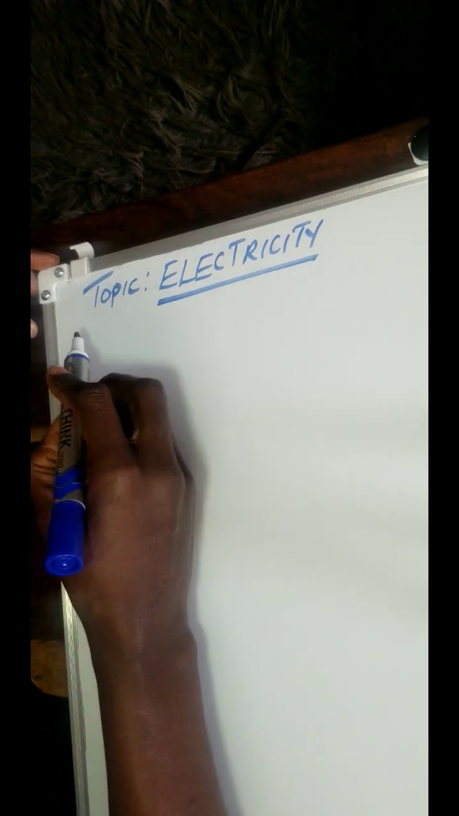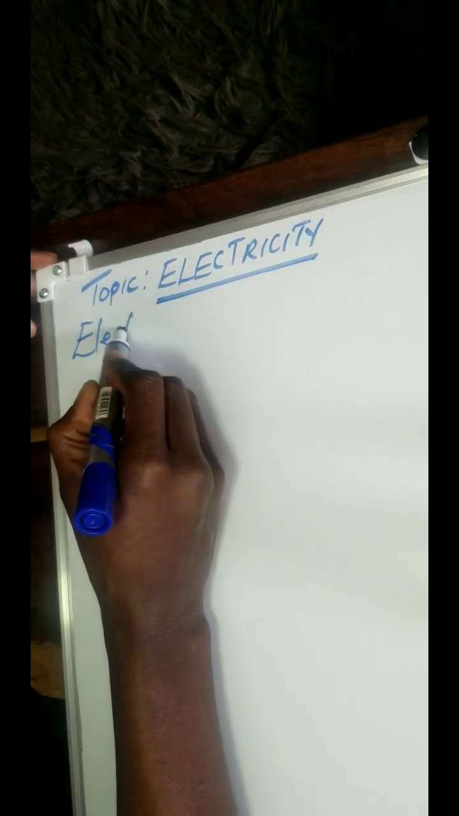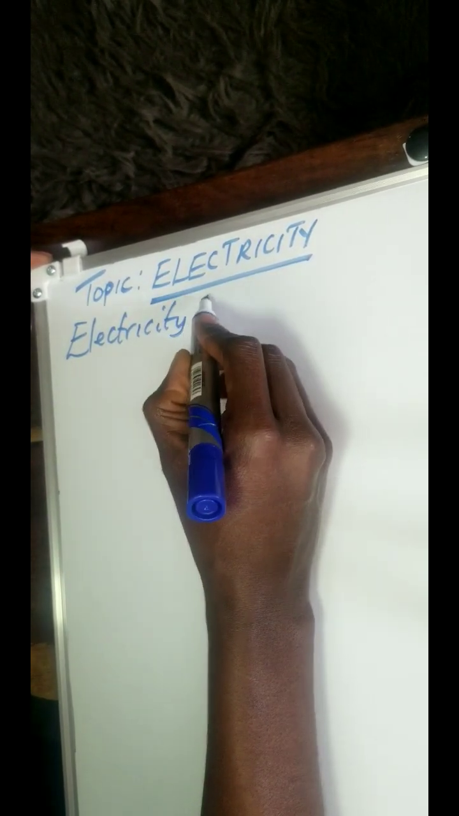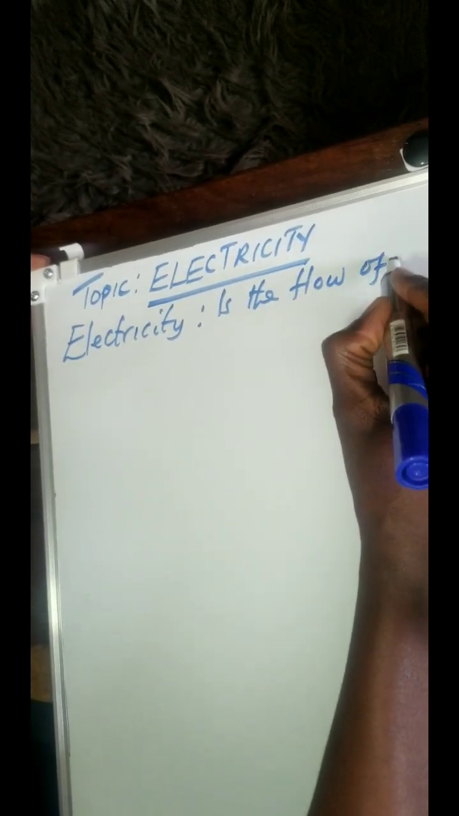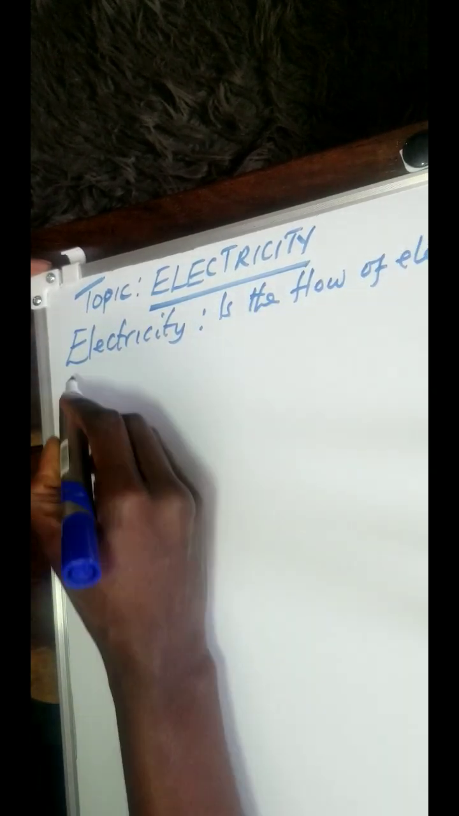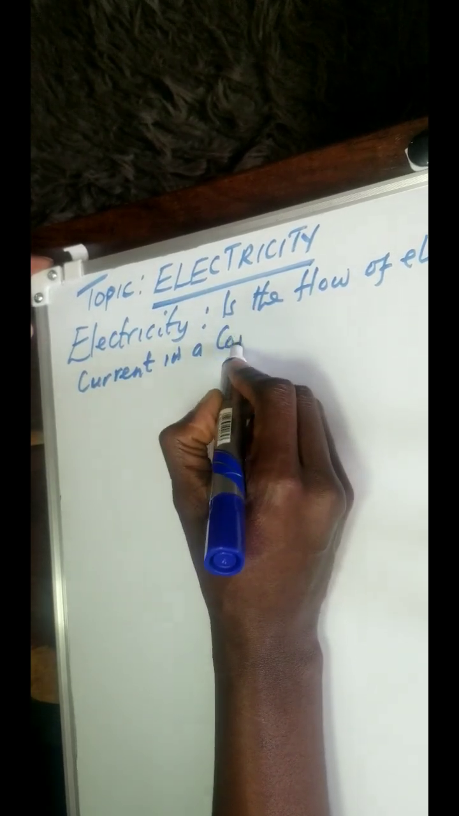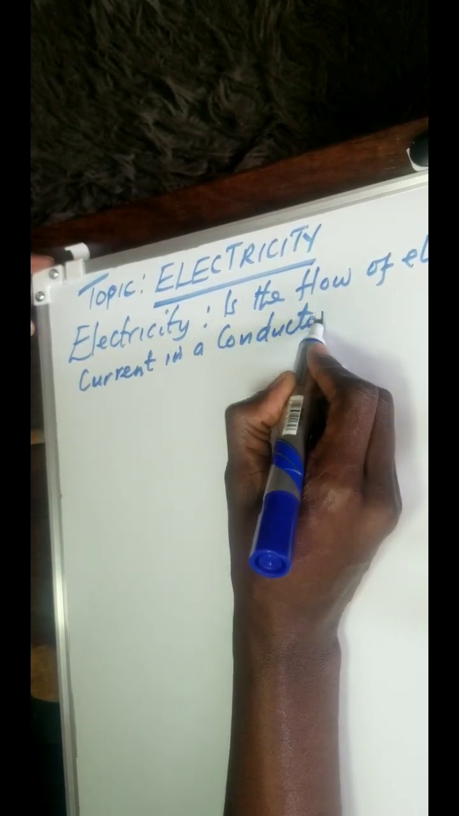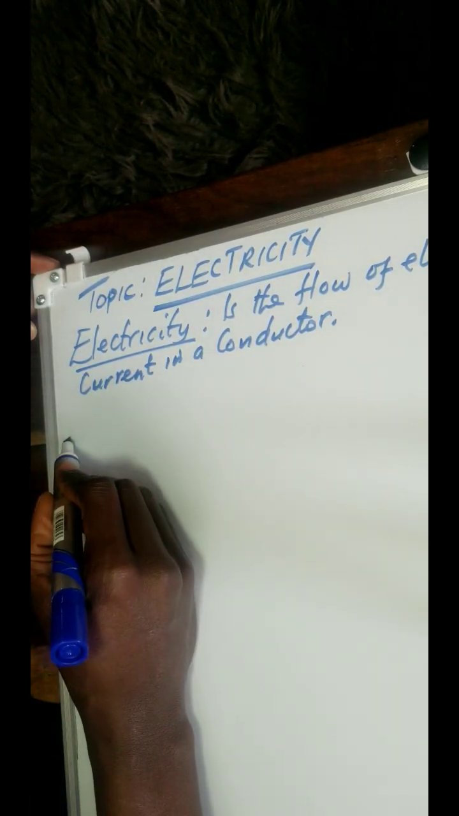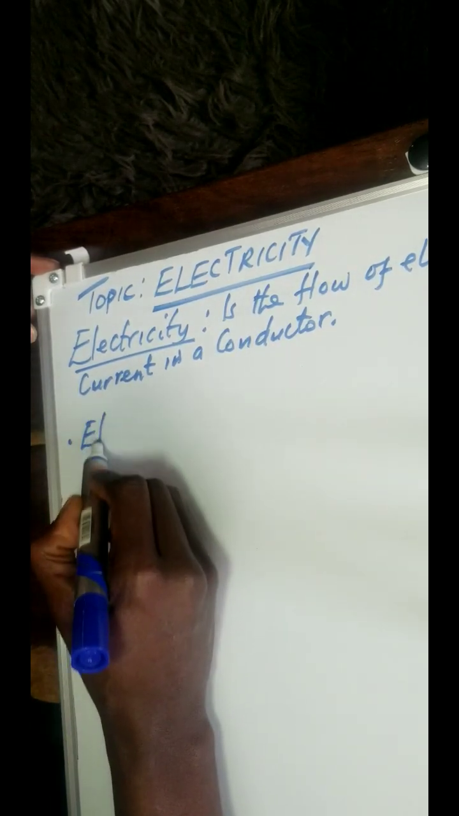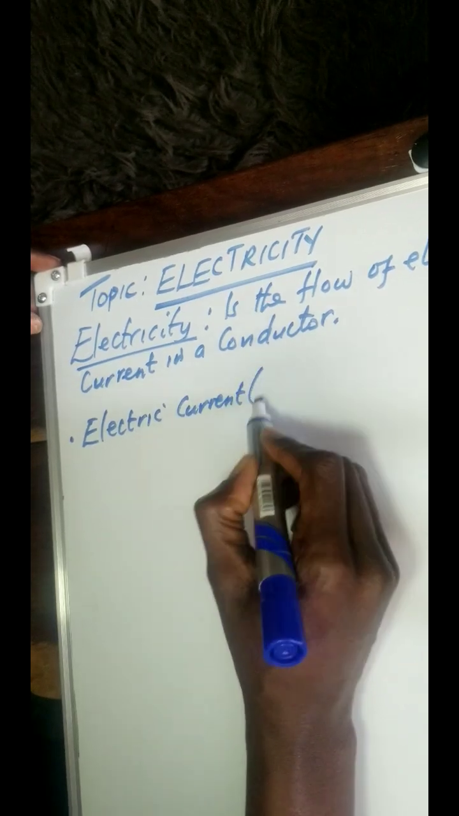Well, you can define electricity as simply the flow of electric current. So the flow of electric current in a conductor. Whenever an electric current flows in a conductor, we can say that is electricity. So this brings us now to what an electric current is. Electric current is represented by I.